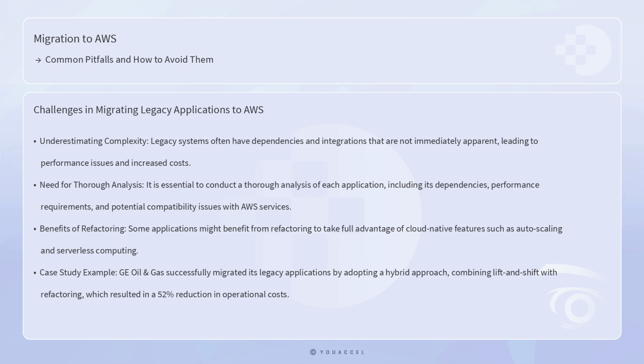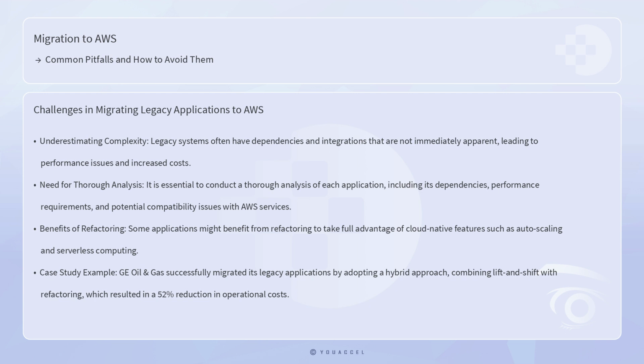Another common pitfall is underestimating the complexity of migrating legacy applications. Legacy systems often have dependencies and integrations that are not immediately apparent, and lifting and shifting these applications to AWS without modification can lead to performance issues and increased costs. It is essential to conduct a thorough analysis of each application, including its dependencies, performance requirements, and potential compatibility issues with AWS services.